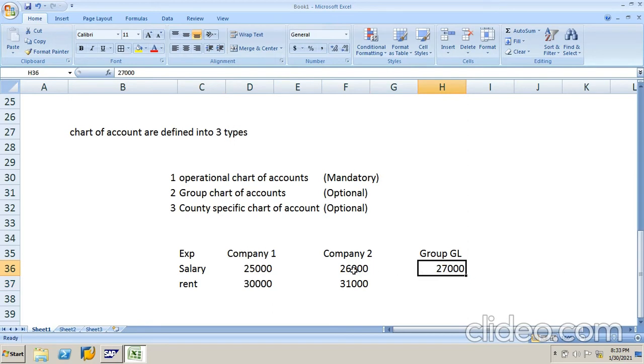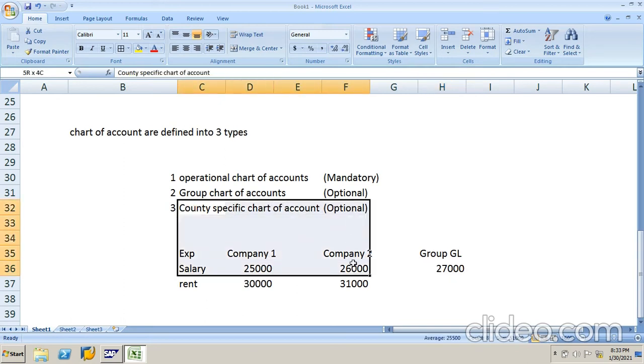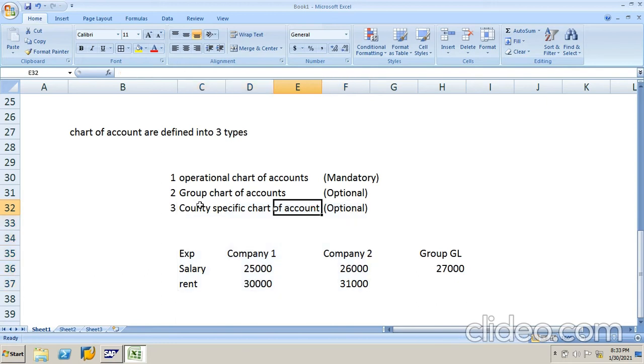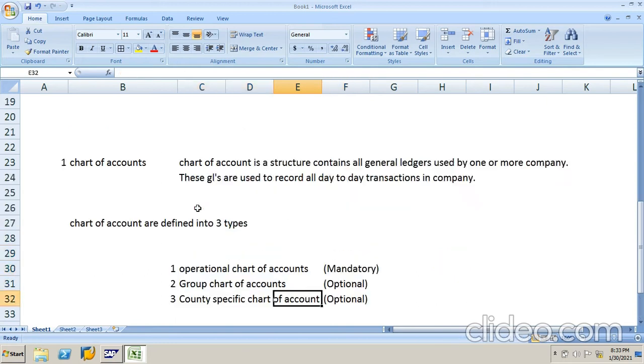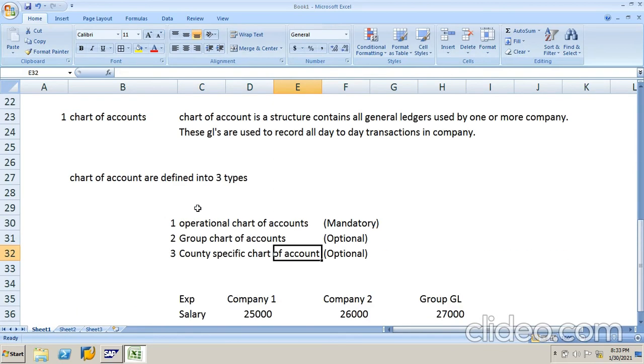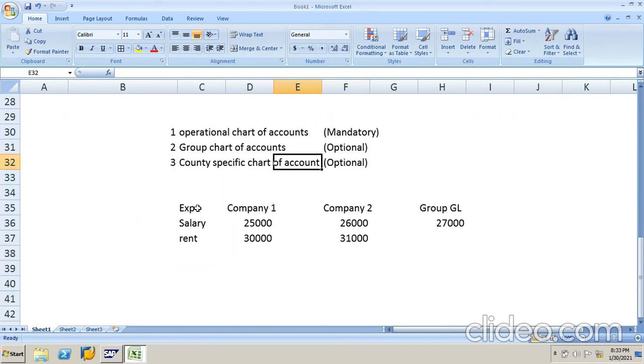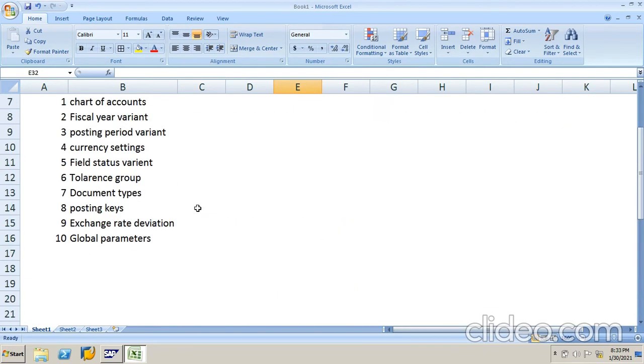Okay, these are the individual operational chart of accounts and these types of are the group GLs, group chart of accounts. Okay, country specific chart of accounts means this is for the company legal reporting purpose. Okay, so in rare cases only we will use the country specific chart of accounts. So this is about the chart of accounts. So in SAP we will see how we are going to create the chart of accounts.